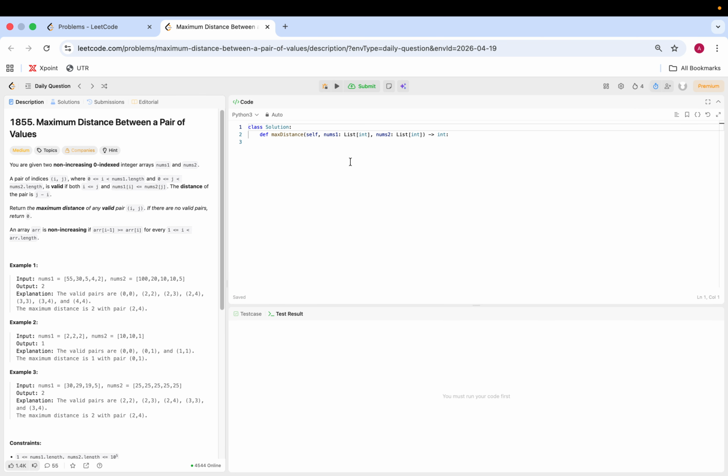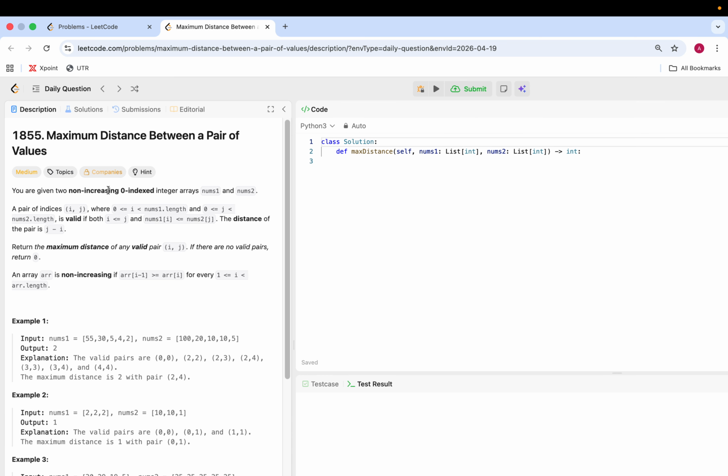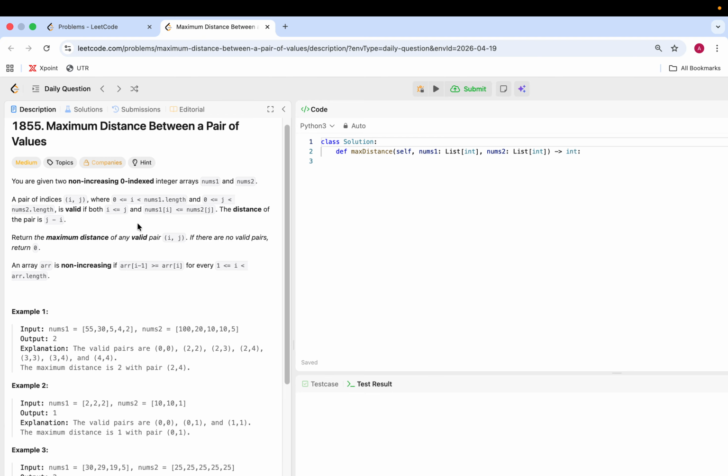You are given two non-increasing, meaning doesn't ever go up, zero-indexed integer arrays nums1 and nums2. A pair of indices (i, j), where i is a valid index for nums1 and j is a valid index for nums2, is valid if both i is smaller than or equal to j, and nums1 of i is less than or equal to nums2 of j.